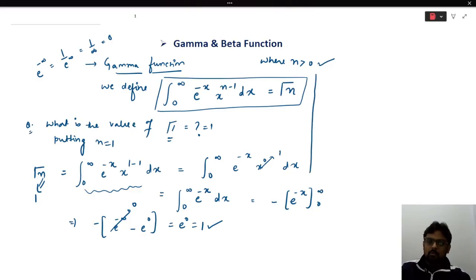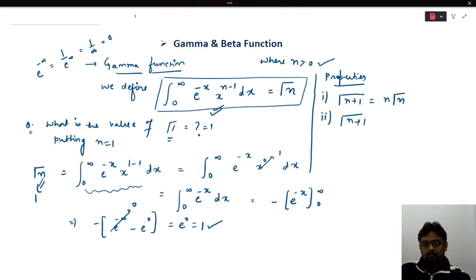Similarly, we write some properties here which you can verify with this definition. Properties. First of all, number 1, the value of gamma n plus 1 is defined as n gamma n. Similarly, the second one is, if we define gamma n plus 1, this is nothing but n factorial. So we know how to open the factorial, and gamma function is reduced to factorial.